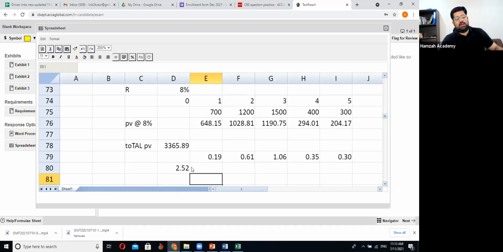Now, so students, we see this duration is less than half of the life of the project. Half of life is 2. You see, around the same. So majority of the cash flows are in the earlier years of the project. Is it clear?